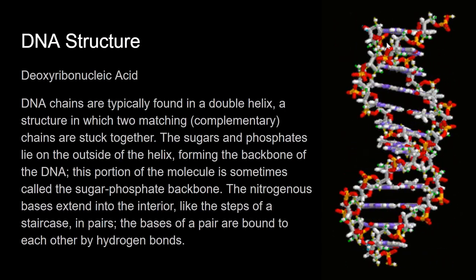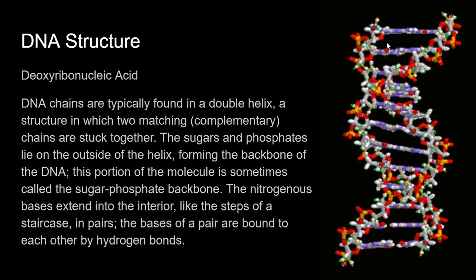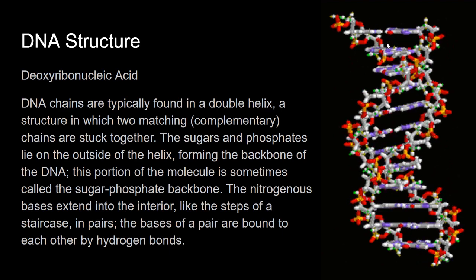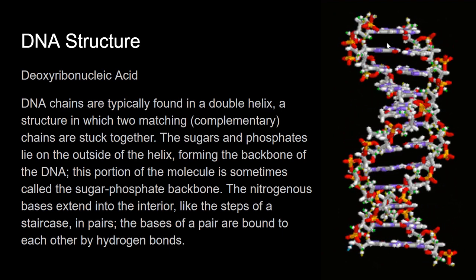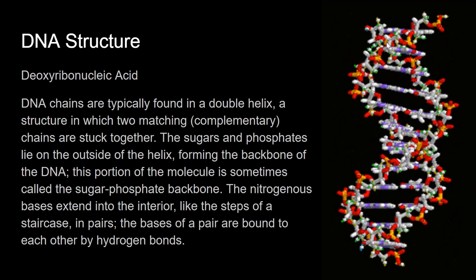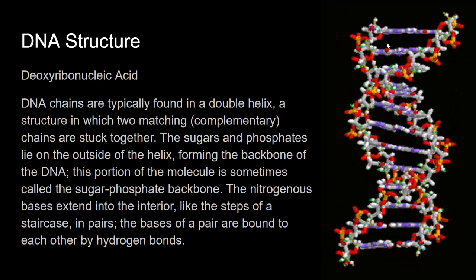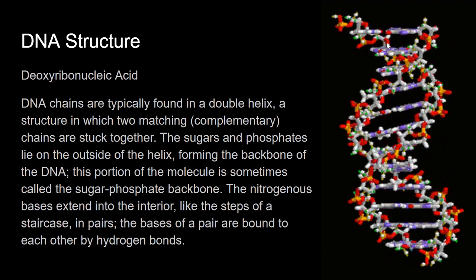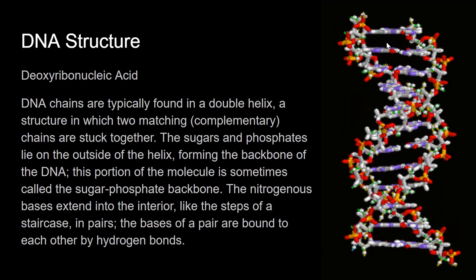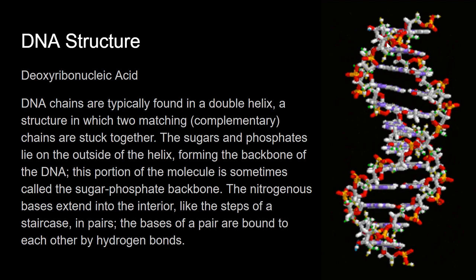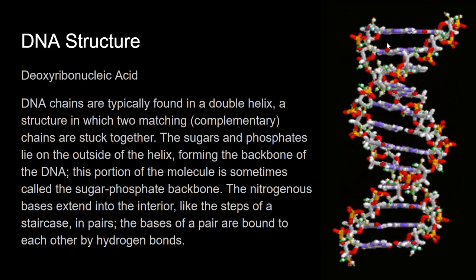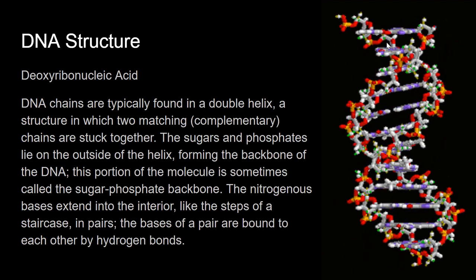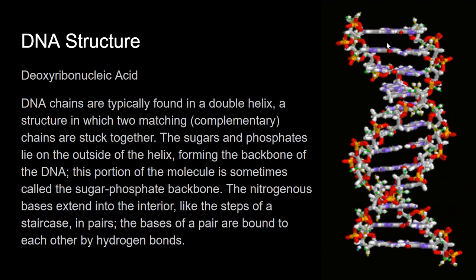DNA chains are typically found in a double helix, a structure in which two matching complementary chains are stuck together, as shown on the right. The sugars and the phosphates line the outside of the helix, forming the backbone of the DNA. This portion of the molecule is sometimes called the sugar-phosphate backbone. The nitrogenous bases extend into the interior like the steps of a staircase in pairs. The bases of a pair are bound to each other by hydrogen bonds. Let's look at a simplified model to get a better understanding.